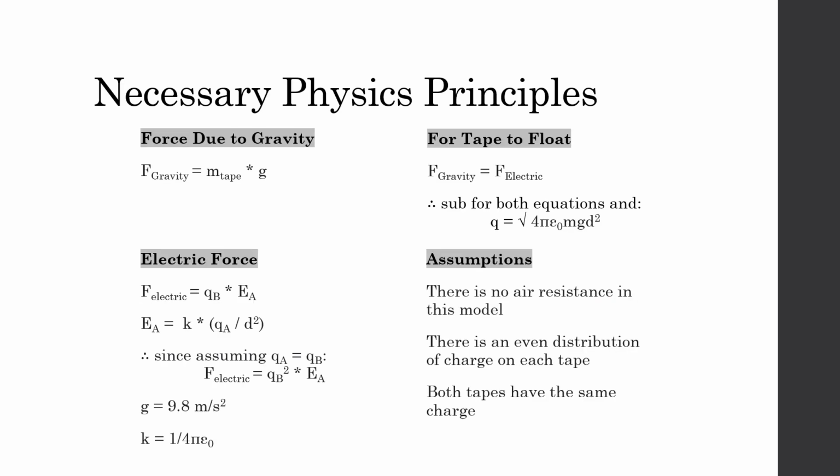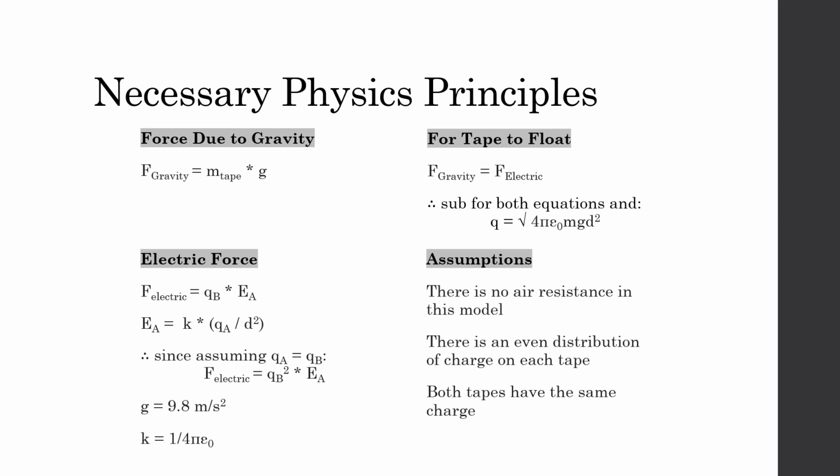Here are some important physics principles and equations that we need to know for this lab. The first is the equation for the force due to gravity on tape B. The second is that the electric force on B is equal to the charge of B times the electric field of A. The electric field of A is equal to Coulomb's constant times the charge of A over d squared, where d is the distance between A and B. Assuming the charges of A and B are equal, we can see that the electric force is equal to the charge squared times the electric field of A.